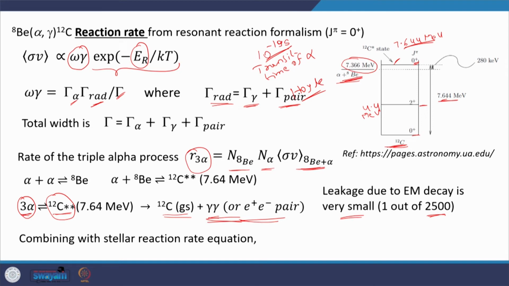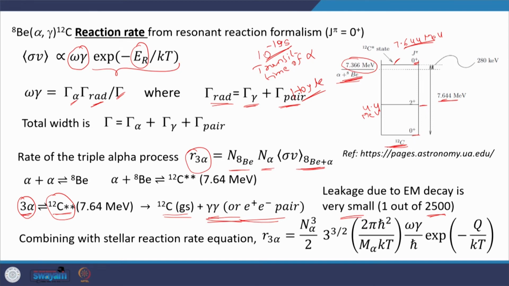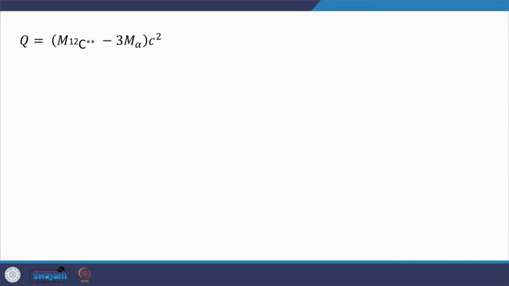Now, combining this with the stellar rate equation and the Saha equation, we can find the expression for R 3 alpha, that is the triple alpha reaction rate. Now, what are the measurable quantities here? You have to find out the Q value, and you have to find out the strength of the resonance. How to find the Q value? Take the mass of carbon 12 in the excited state and the masses of 3 alpha particles, take the difference and multiply with c squared, and you will get the Q value.